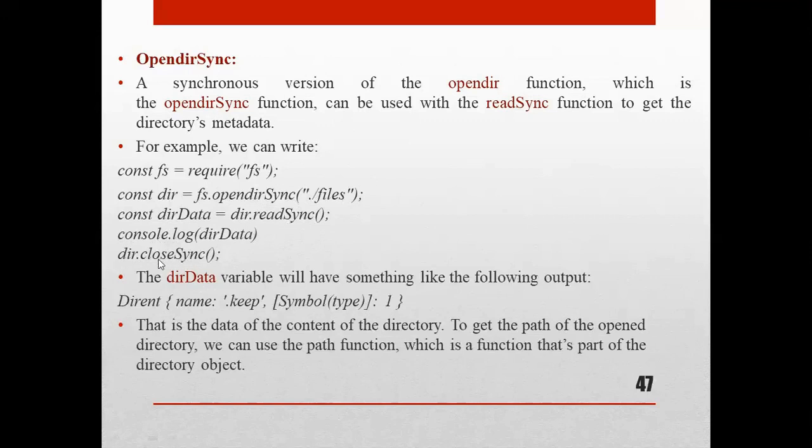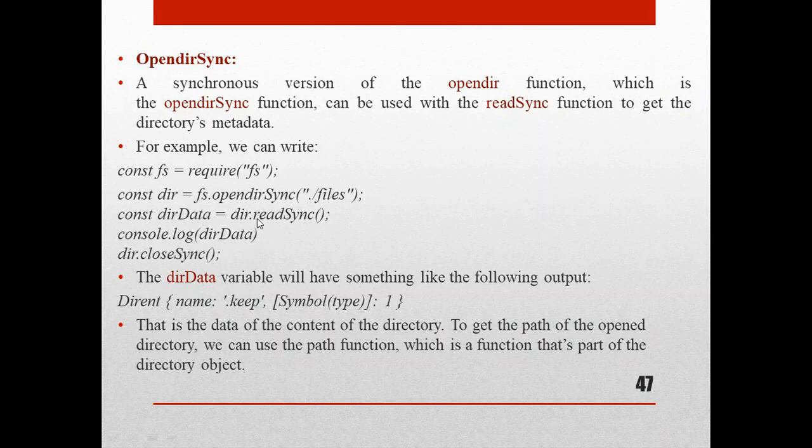Here you can see the synchronous version of close, dir.close synchronously. All the synchronous versions we can use in combination. Here you can see the dir data variable. This variable will have something like the following output. Here we are going to print this variable, console.log dir data.